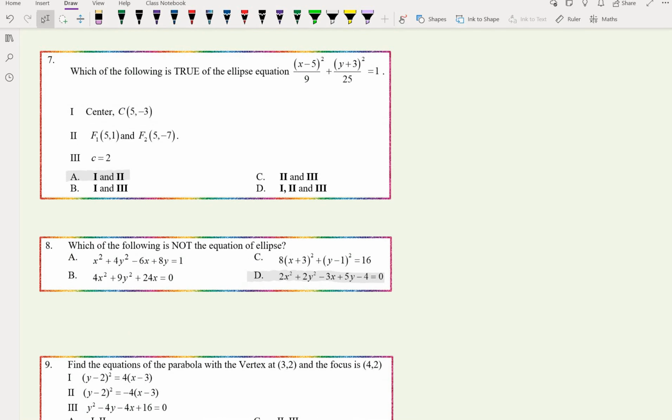Okay, next question number 7. The question asks for the statement that is true. So, which of the following is true of the ellipse equation? The first one, we have our center. Looking at the equation, we can directly get the center as 5, negative 3. So, statement 1 is correct.